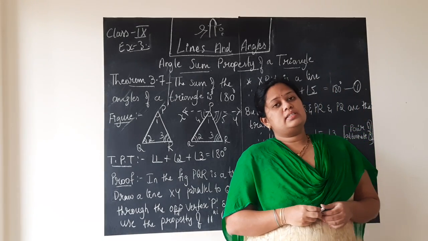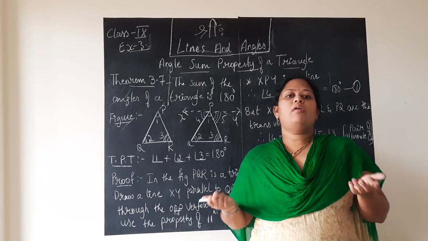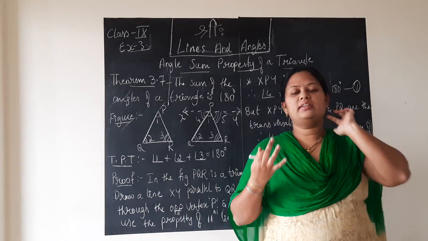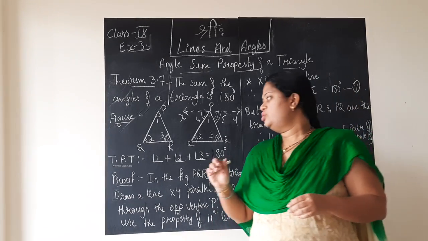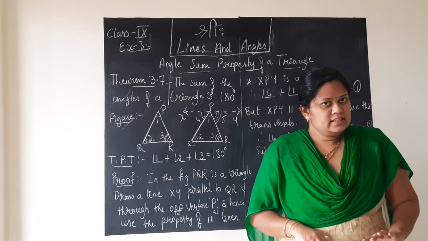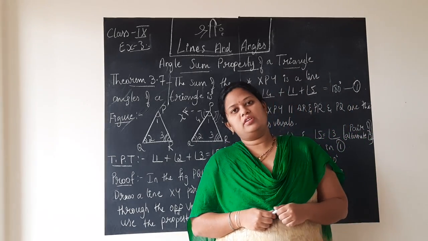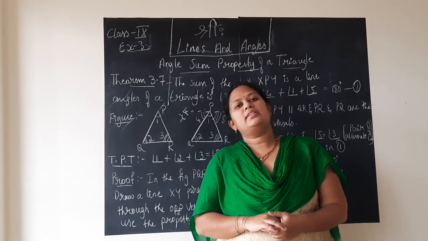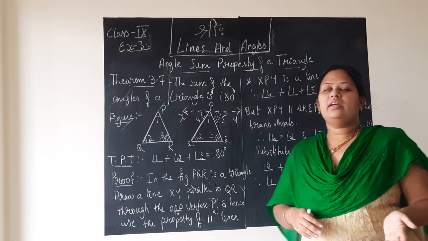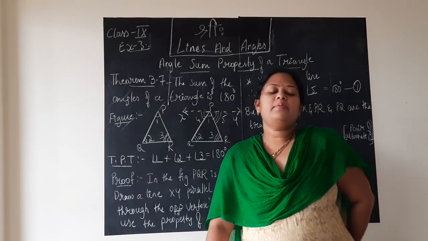What is this angle sum property? You all know what a triangle is. A triangle has three angles and three vertices. So, the sum of all the three interior angles is equal to 180 degrees. You all know this, children: the sum of all the three angles in a triangle is always equal to 180 degrees. The same thing we are going to prove under the heading Theorem 3.7.